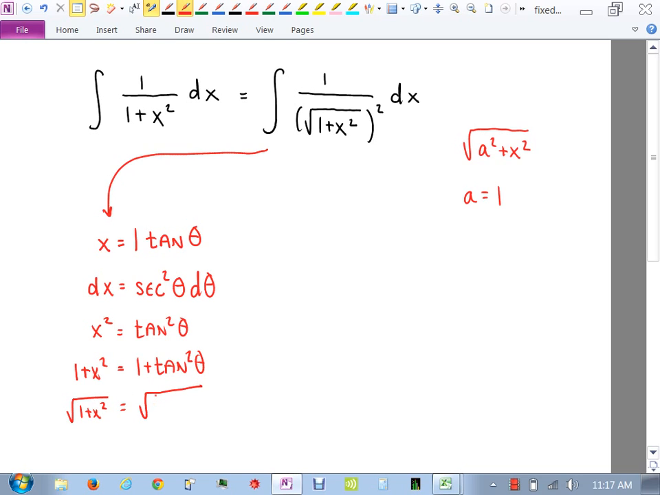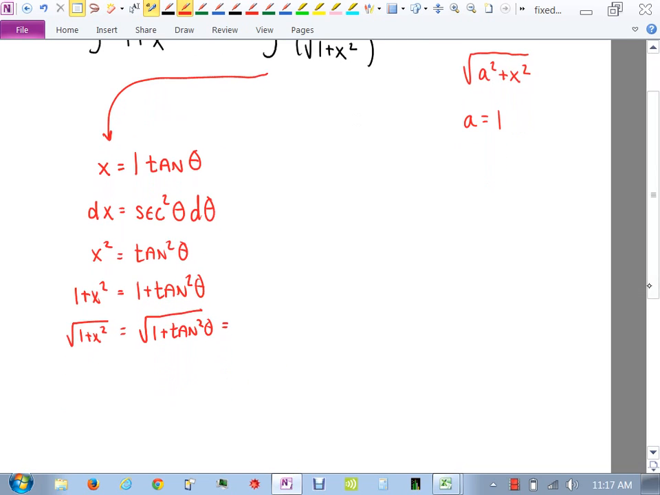But what is 1 plus tangent squared theta? Secant squared theta. So this is the same as square root of secant squared theta, which is secant theta. So I would not need all that work, okay? You could just write down, this is what I would want to see. This, and that equals this. That's what I would expect to see on the test.